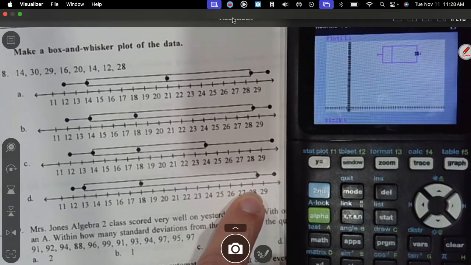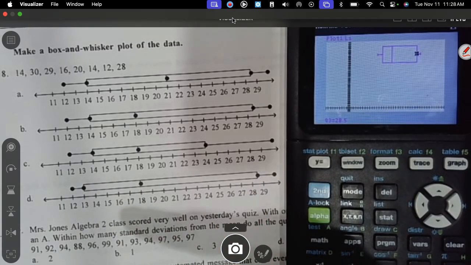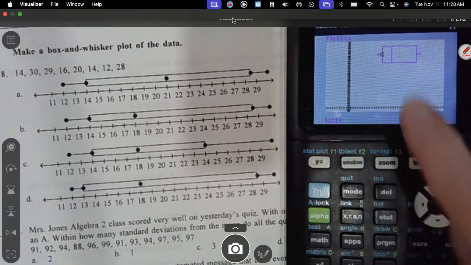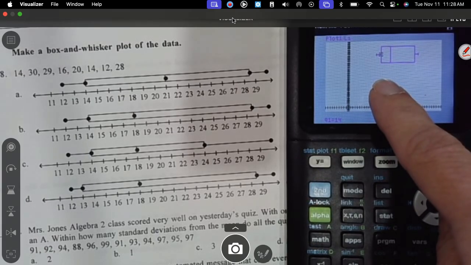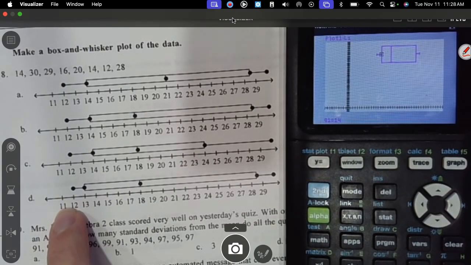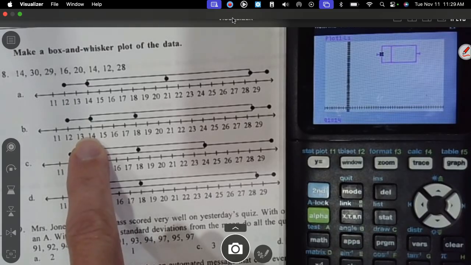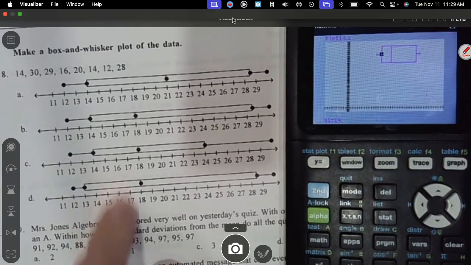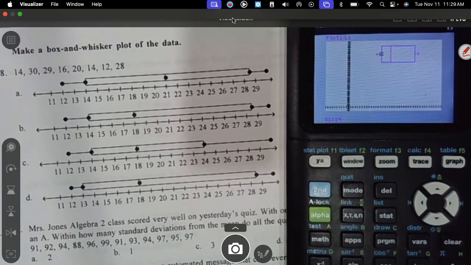Then it looks like we need to go to the left, don't we? Let's check this number. What's this number at? 14. What's the difference in D and B? D is at 13 and B is at 14. You want to trace it and see where it's at. Yeah, 14. It's just off a number. That's all you're doing is comparing the numbers.